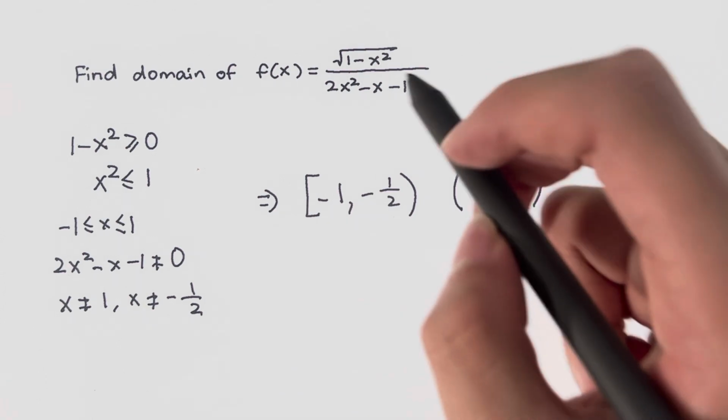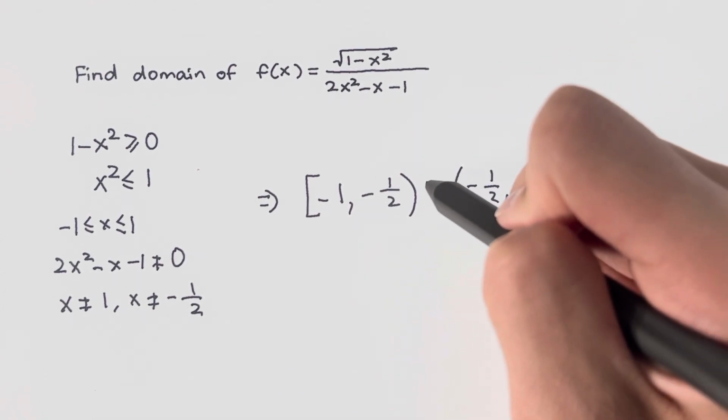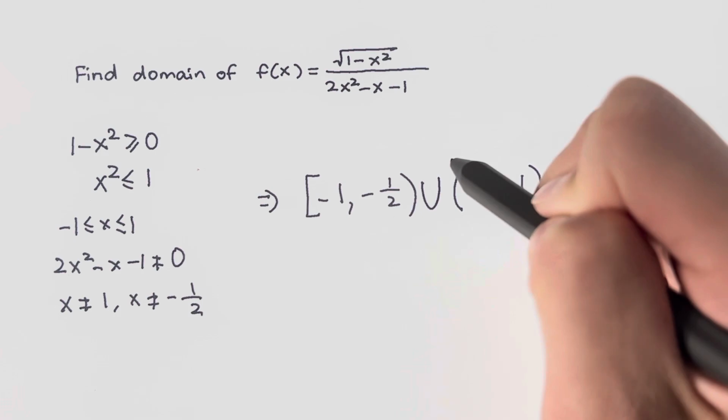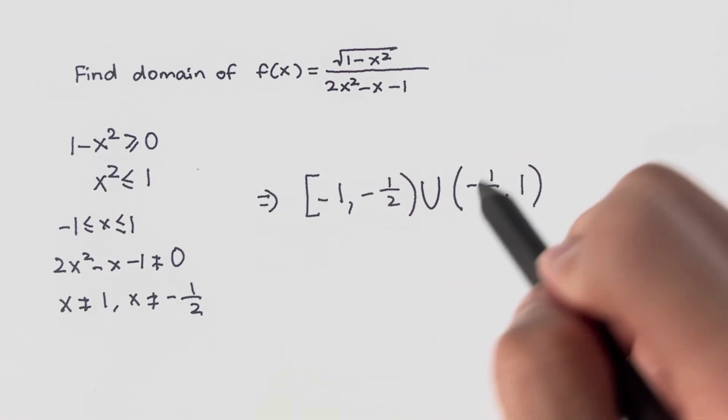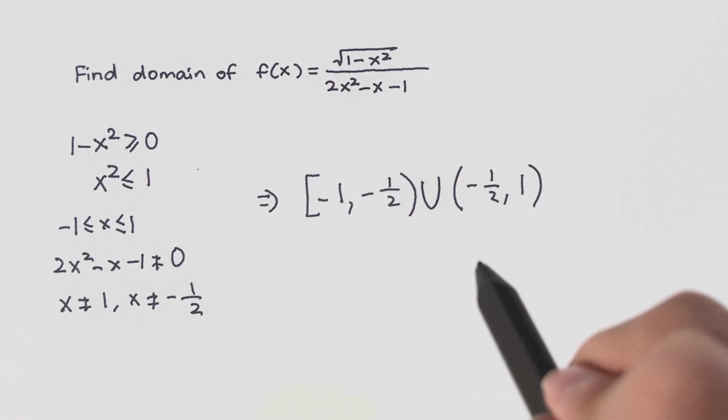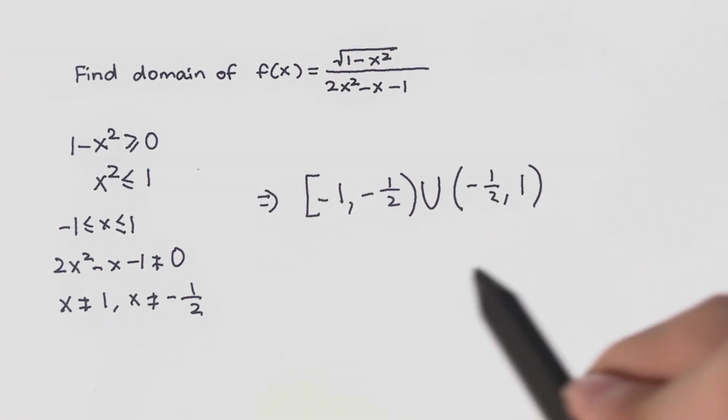And then to link these two together, we can use the union symbol, which is an uppercase U. So that's the domain of f of x.